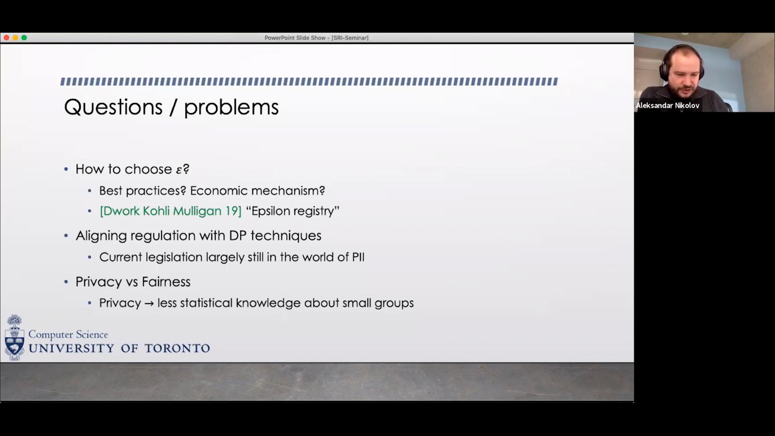It's an interesting question how techniques like differential privacy align with regulation. Currently, a lot of the legislation seems to implicitly still be in this world of person identifiable information. And it's not clear how you reconcile that with differential privacy type techniques. There are some very interesting questions around tensions between privacy and fairness that I would like to think more about.